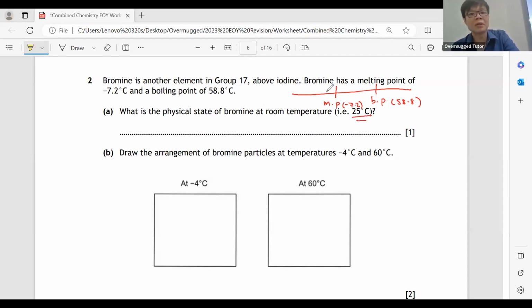Okay, then you ask yourself, what's the temperature that they want? 25. Where is 25 on this number line? It should be in the center. Hopefully you all can visualize this normal math number line. Just like getting more negative already, just getting more positive. Okay. So since it's in between melting point and boiling point, it will be liquid.